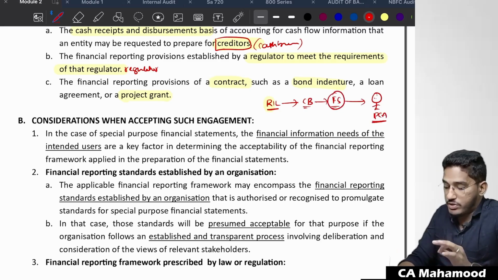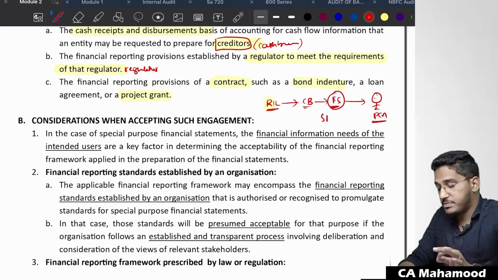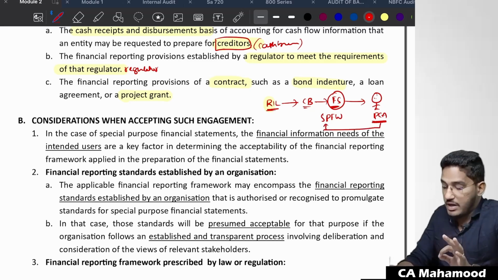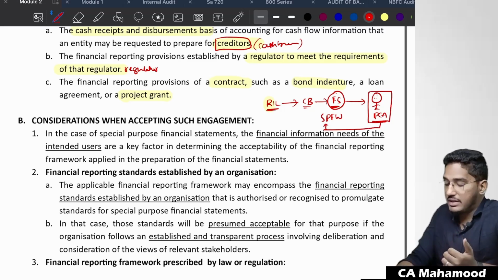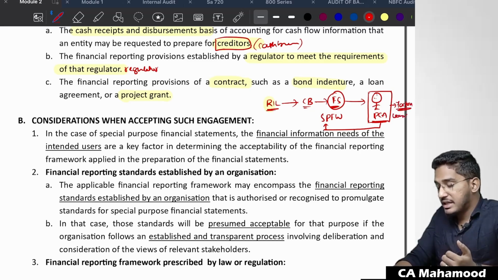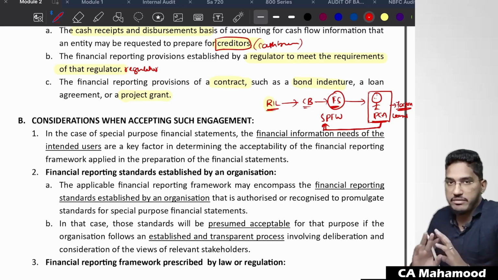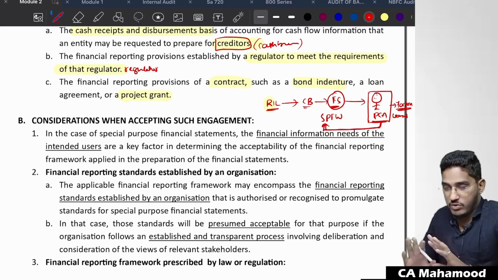The management approached you. They prepared the financial statements as per special purpose framework, and they approached the chartered accountant to conduct the audit of the special purpose financial statements. Now, whether you should accept this engagement or not depends on what factors. What considerations will you keep in mind in undertaking that audit as per special purpose framework? Able to understand what I'm trying to say?